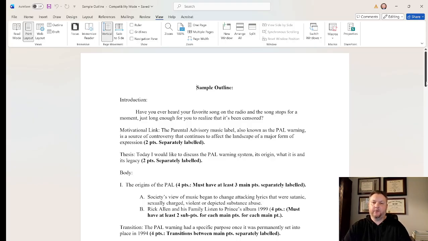All right, so the first things that you want to have in an outline is you need to label your motivational link and your thesis statement.